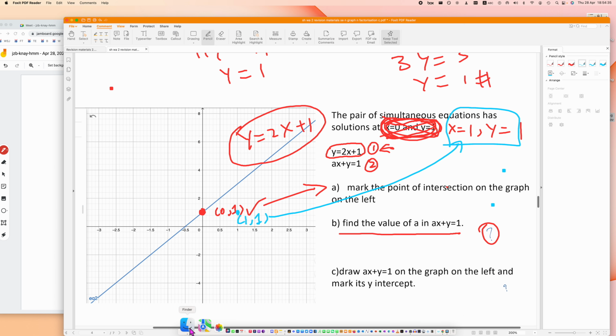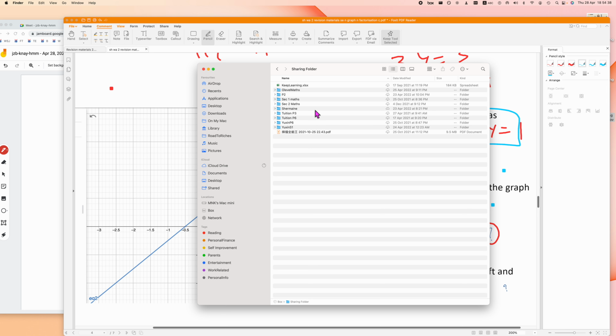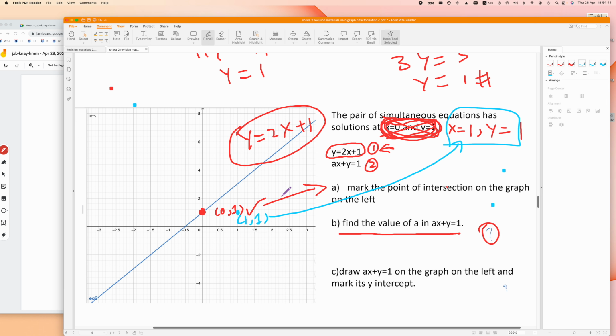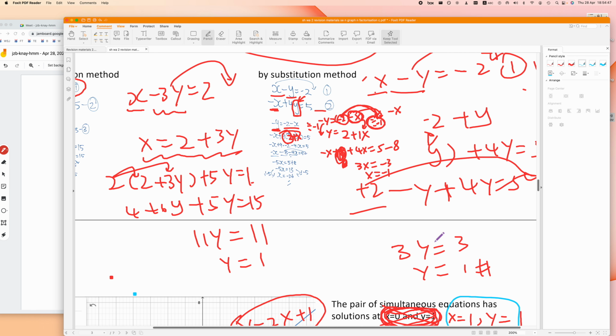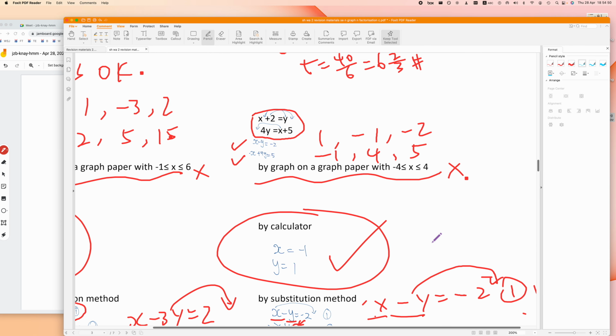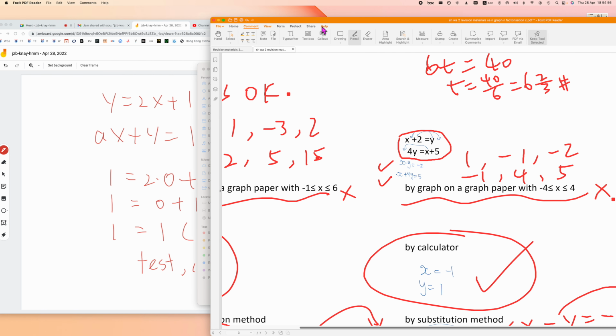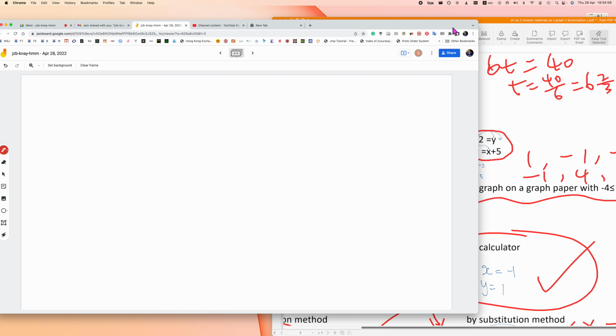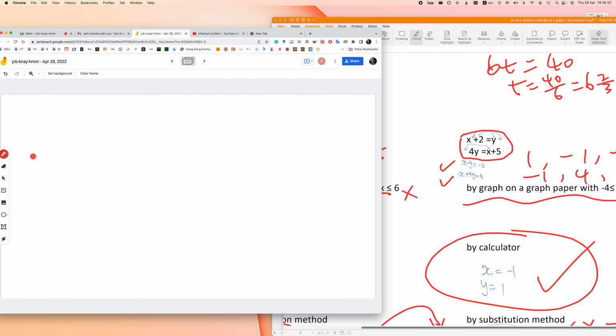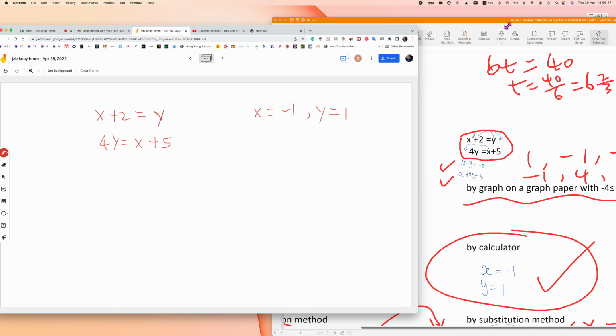Let me go back to the previous. How should I put it? Let me go to this question then. Let me give you another question. Yeah, this is the one. You don't need to go to the Jamboard. I will show you. So I will just take this. Okay, this one. So the answer is this. Okay, good. Come to this question.